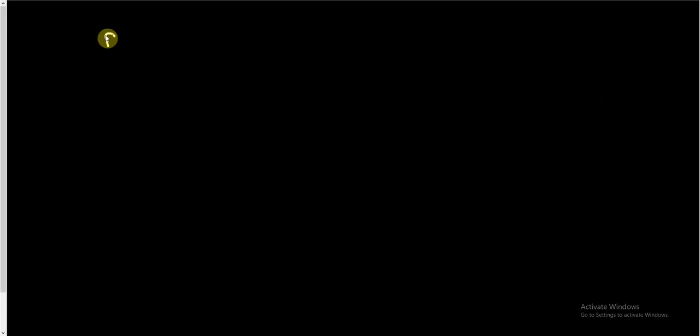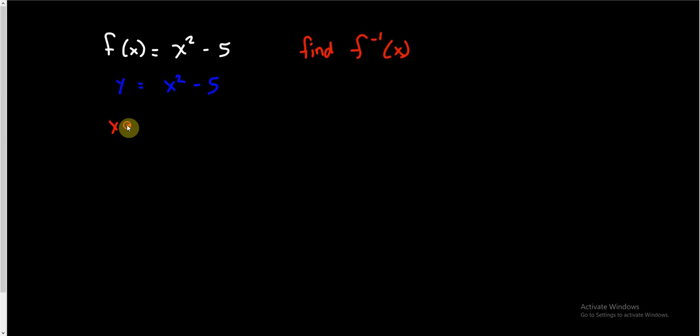So I'm going to give you a function, f of x, and let's call it just x squared minus 5. And I want you to find me the inverse to this function. Find f inverse of x. Okay, so let's take this. I'm going to put a y there, and I'm going to swap the x and y. So x equals y squared minus 5. And I'm going to want to solve for y.